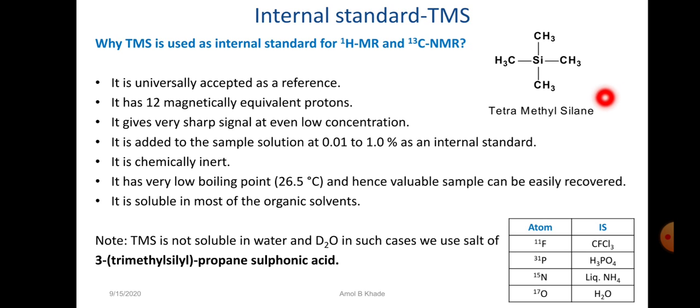Now additionally, other than C13 and proton, if you are recording NMR spectra of other nuclei, for fluorine-19 we have to use CFCl3 as the internal standard. If you are recording phosphorus-31, you have to use H3PO4. If you are recording N15 NMR spectra, then liquid ammonia can be used. And if you are observing the nucleus of oxygen-17, then you can use water as an internal standard. Okay, so with this we'll stop here, and we will discuss the remaining in the third part. Thank you.